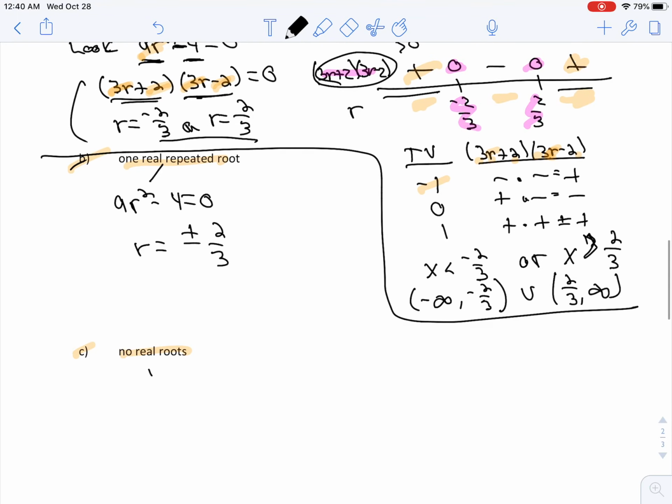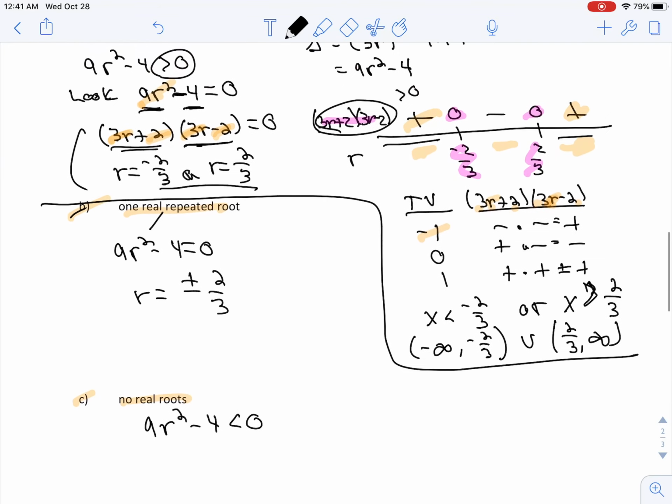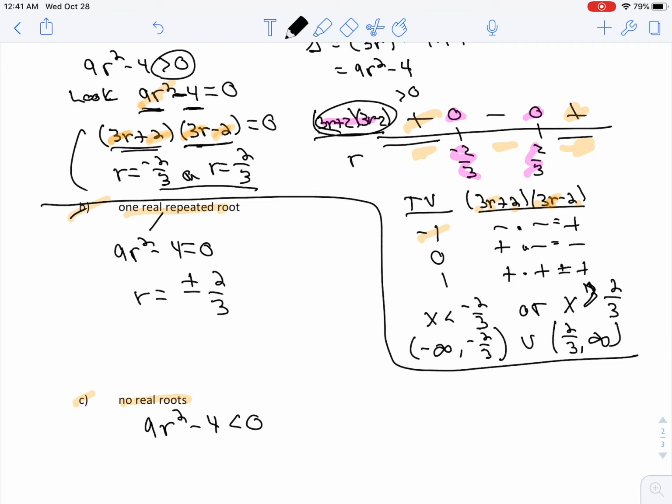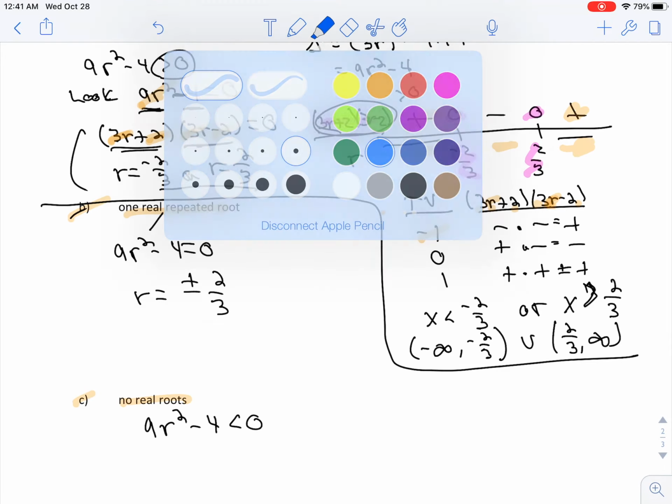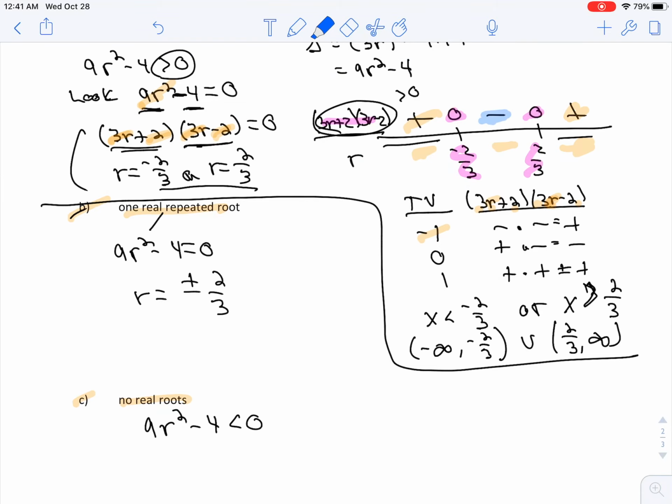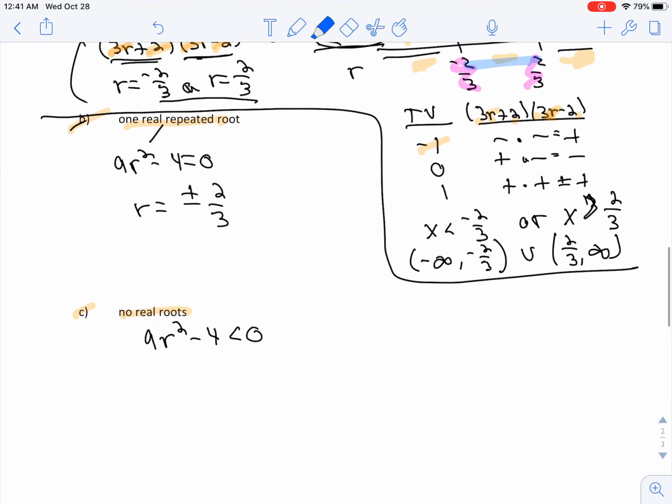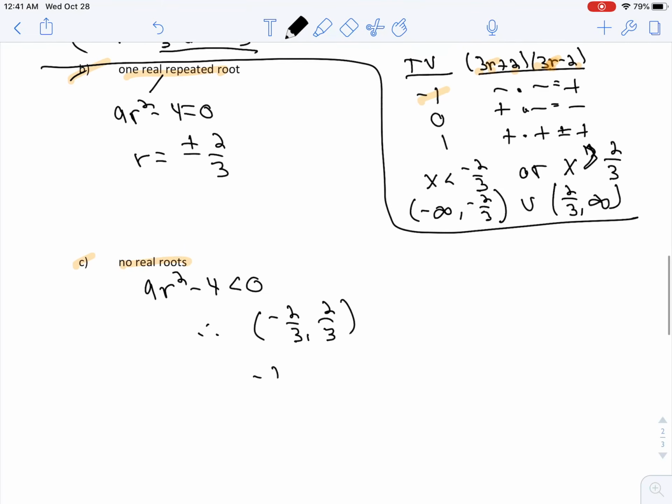And then no real roots means that we want 9r squared minus 4 to be less than 0. And we've already done that work. Again, there's the 9r squared minus 4. Where is it less than 0? Well, it's less than 0 right in here. So that's going to be the interval from negative 2/3 to 2/3. So we can say, therefore, negative 2/3 to 2/3. Or as an inequality, it would be negative 2/3 is less than r, which is less than 2/3. And that's the final answer for that part.